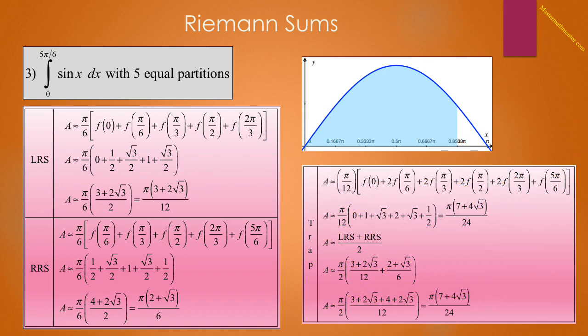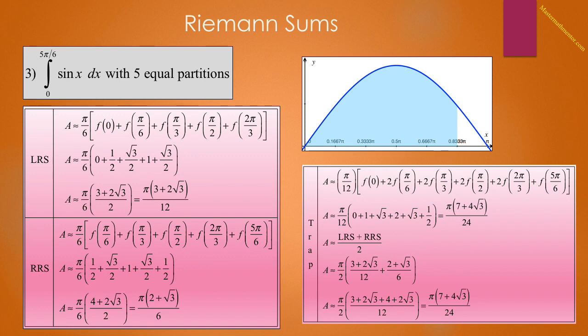Let's do the trapezoid rule two ways. First, using the formula. So A is approximately equal to 1/2 the base, or pi over 12, times f of 0 plus 2f of pi over 6 plus 2f of pi over 3 plus 2f of pi over 2 plus 2f of 2 pi over 3 plus f of 5 pi over 6. This gives pi over 6 times the quantity 0 plus 1 plus square root of 3 plus 2 plus the square root of 3 plus 1/2. And this becomes pi times the quantity 7 plus 4 square root of 3 all over 24.